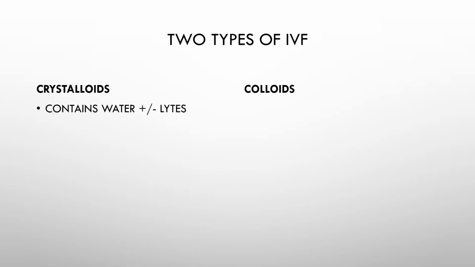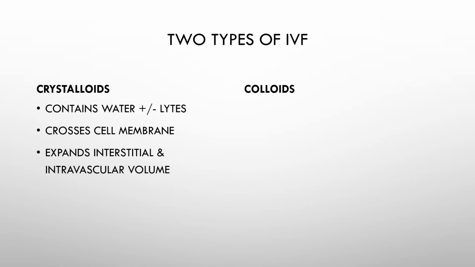Now back to IV fluids. There are 2 types, crystalloids and colloids. Crystalloids contain water plus electrolytes. They cross the cell membrane, and they expand the interstitial and the intravascular volume. They are typically grouped as isotonic, hypertonic, and hypotonic, and it's very important to understand which fluid is which.